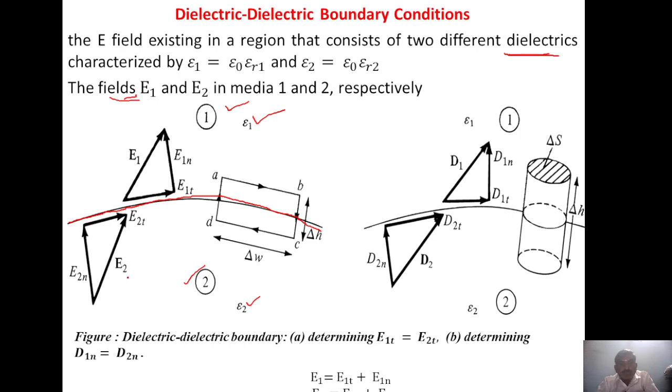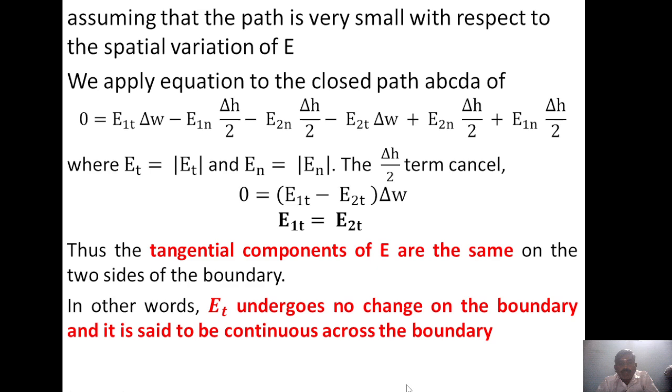According to our definition, we can write the total electric field intensity resolved into a tangential component as well as a normal component. So E1 equals E1t plus E1n. Similarly, E2 is equal to E2t plus E2n, that is, the tangential component of the electric field at medium 1 plus the normal component of the electric field at medium 1. So the tangential component of the electric field at medium 2, and the normal component of the electric field at medium 2.